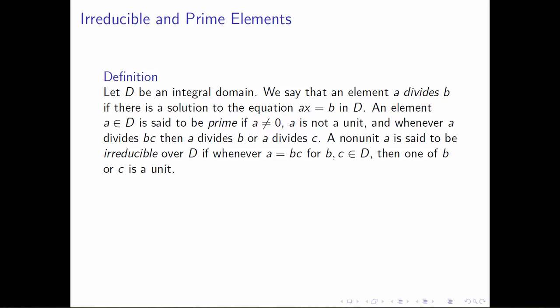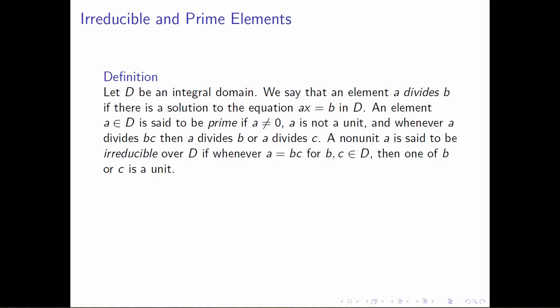Now, an element of the domain is said to be prime if it's non-zero, it's not a unit, and whenever it divides the product of two elements of the domain, B times C, then it divides one or the other element individually. Either A divides B or A divides C. So this definition of prime for an arbitrary integral domain is a generalization of what's called Euclid's lemma for the normal integers.